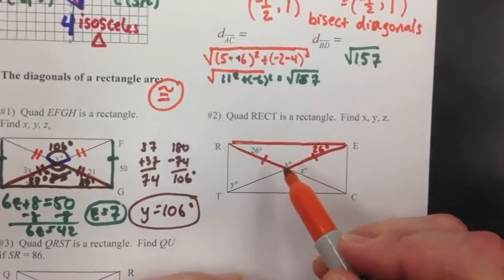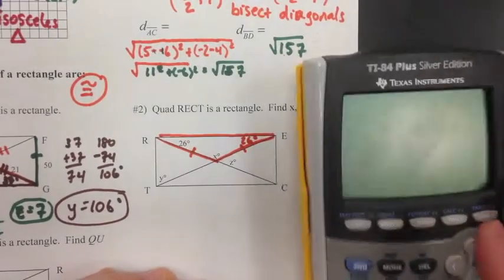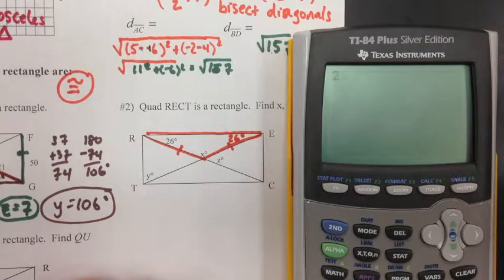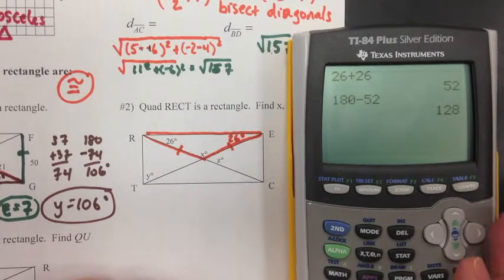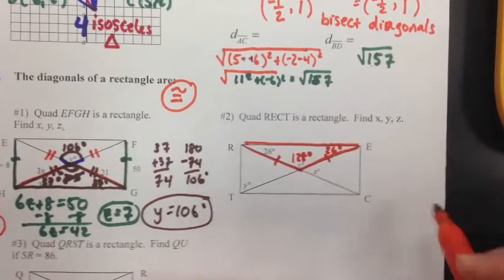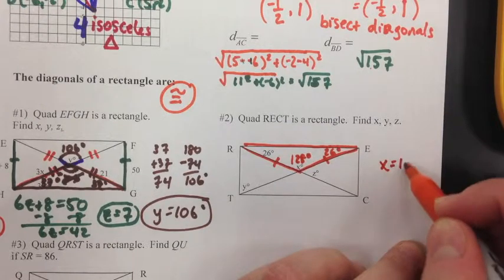Now to find x, let's go ahead and add those two numbers up. You know that all three have to add up to 180. So 26 plus 26 equals 52. Subtract that from 180 to find whatever's left, and what we get is 128. Okay, so x is 128 degrees, so right away we got x. Nice.